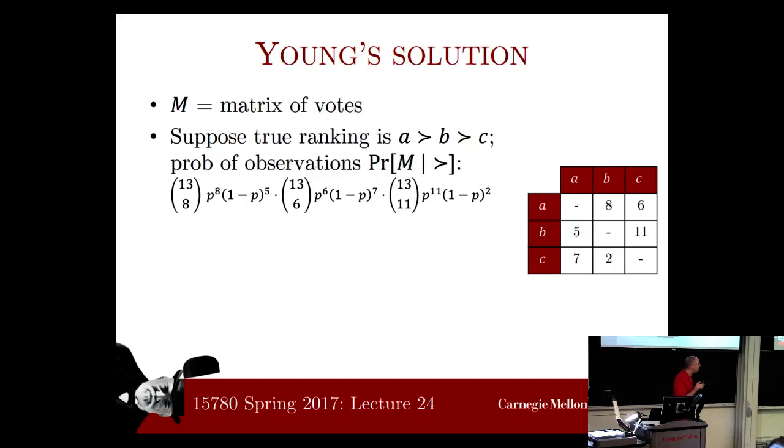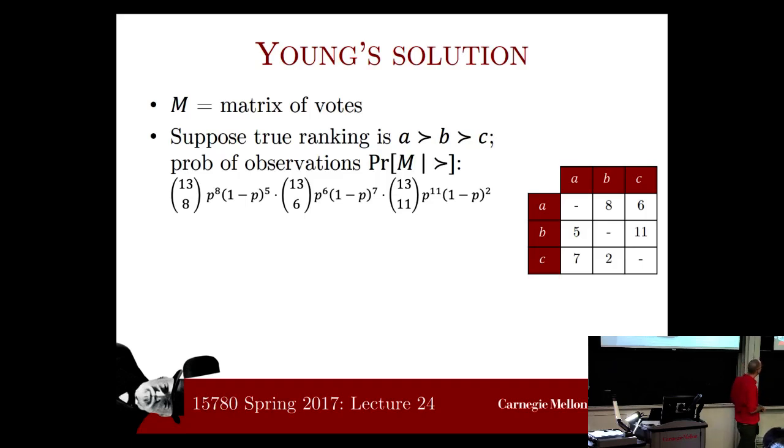So let's see. If we look at A versus B, we have 8 voters out of the 13 who think A is better than B. So out of the 13 voters, I have to choose 8. And then what's the probability that these particular 8 said A above B and the other 5 said B above A? Well, remember that the probability of agreeing with the true ranking is P, and according to the true ranking, A is actually better than B. So we have 8 of these guys right, so we have P to the power of 8 and (1 minus P) to the power of 5, because we have 8 people who are right and 5 voters who are wrong.